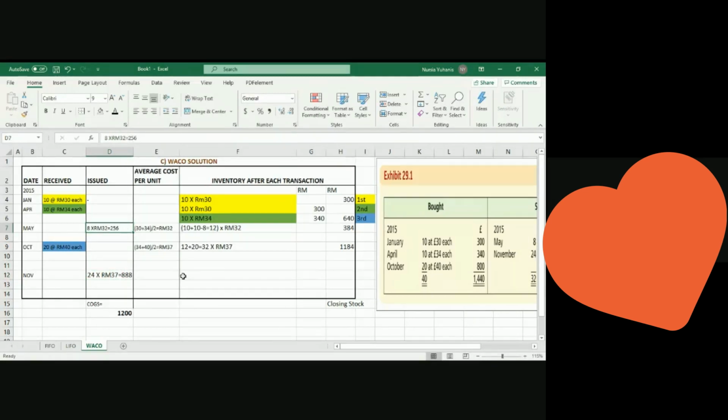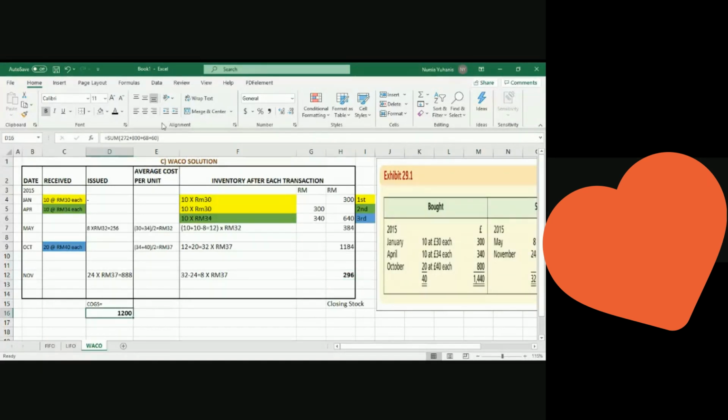So what about your balance now? 32 minus 24 equals 8. So multiply with the new average price. How much will be your closing stock? 296. Okay, I hope everyone also tries to calculate. 296, correct. So your closing stock under the weighted average method is 296.